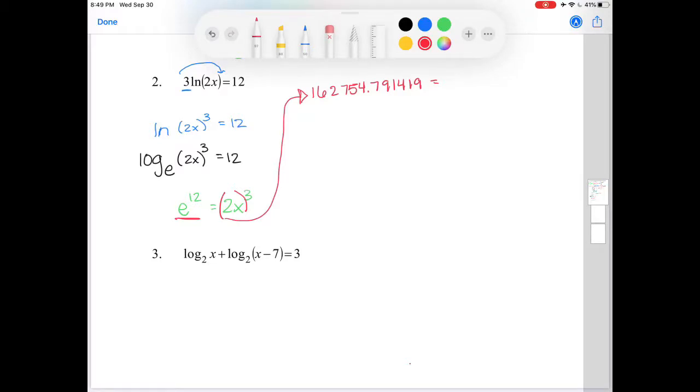And I'm going to continue. I forgot to put parentheses around those 2x cubed. I'm sorry. That cubed has to go to both the 2 and the x. So when I cube everything, that's going to be 8x cubed. And again, we're solving for x. So I'm going to keep trying to get x by itself. So I'm going to divide everything by 8.